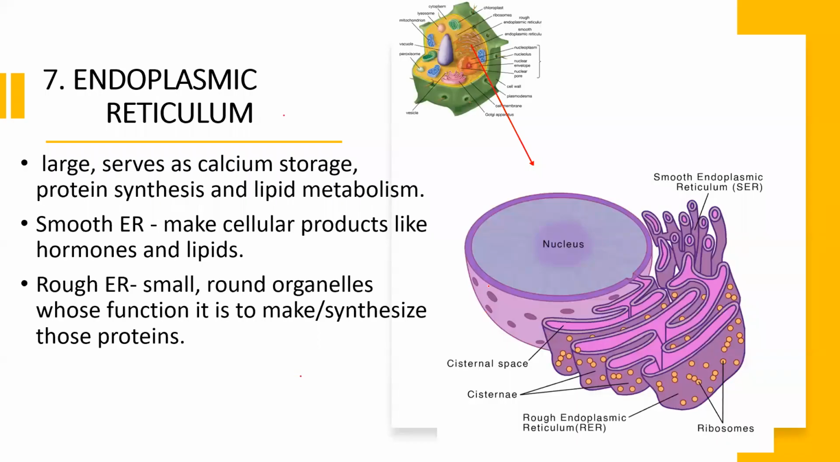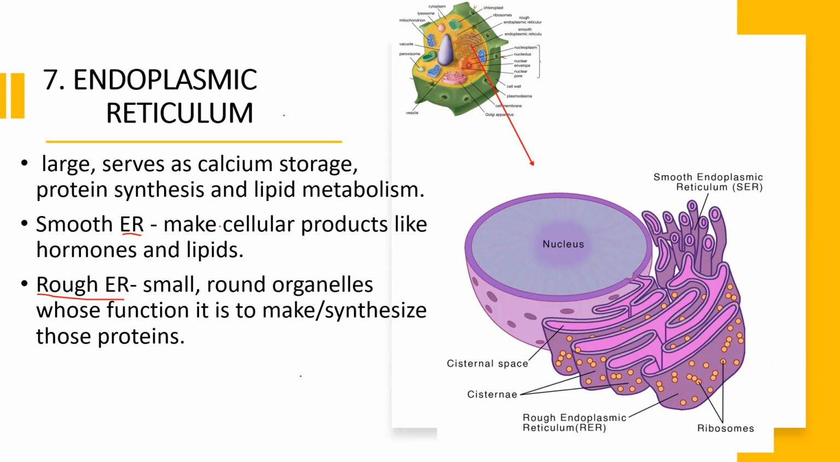So punta naman tayo, last two. That is the endoplasmic reticulum. So the endoplasmic reticulum is large and serves as a calcium storage, and at the same time, this is for protein synthesis and lipid metabolism. So meron tayong dalawang klase ng reticulum or parts ng endoplasmic reticulum. We have the smooth endoplasmic reticulum and the rough endoplasmic reticulum, or the SER and the rough ER.